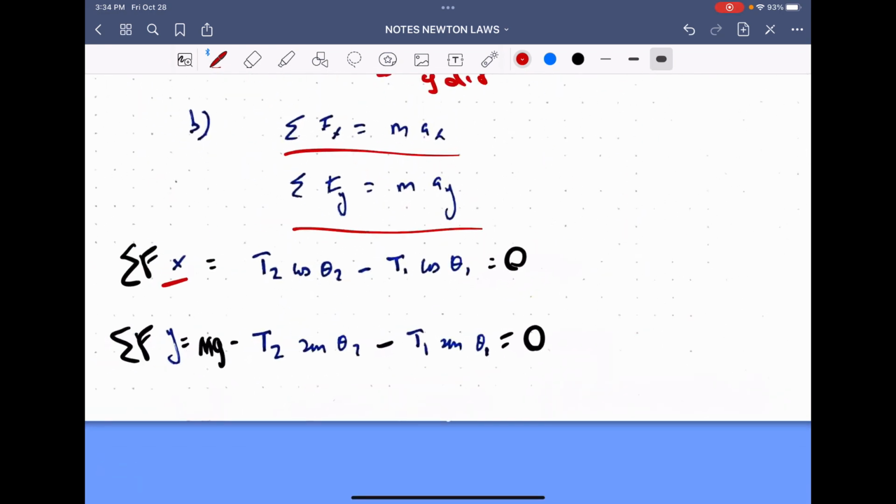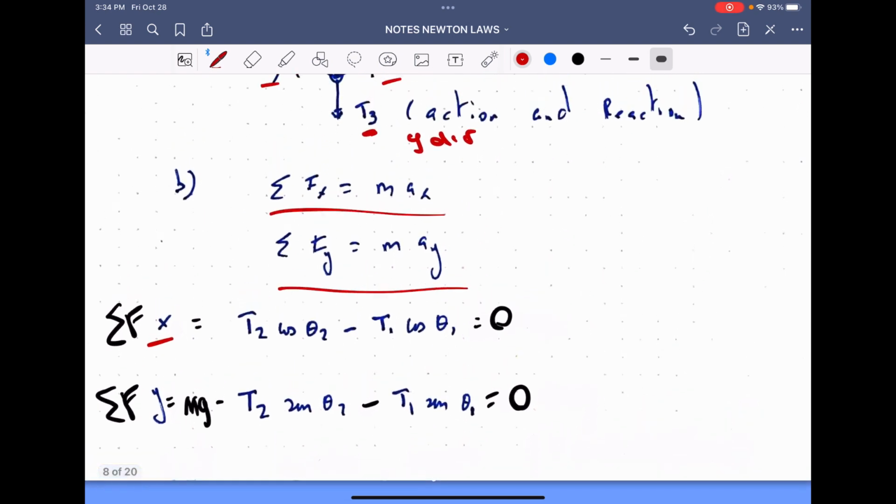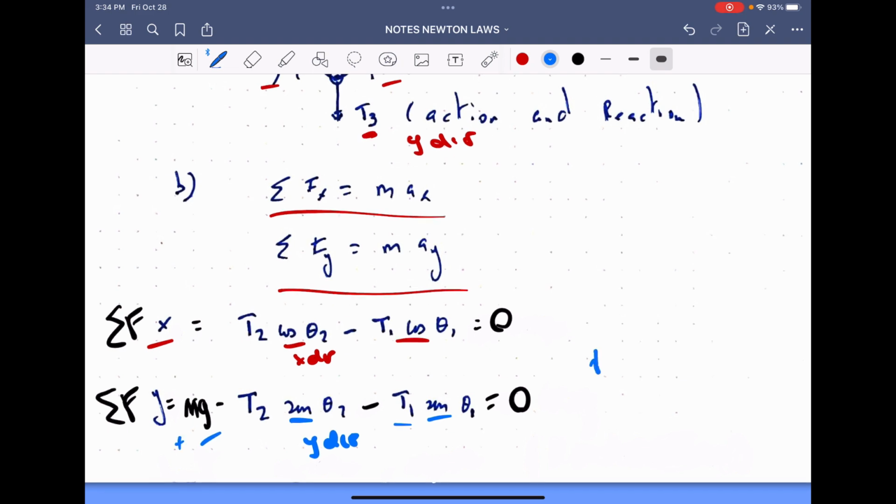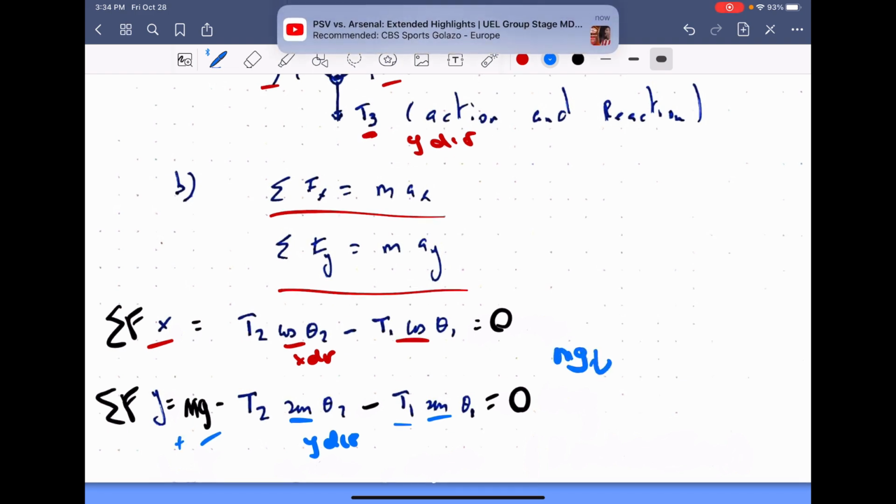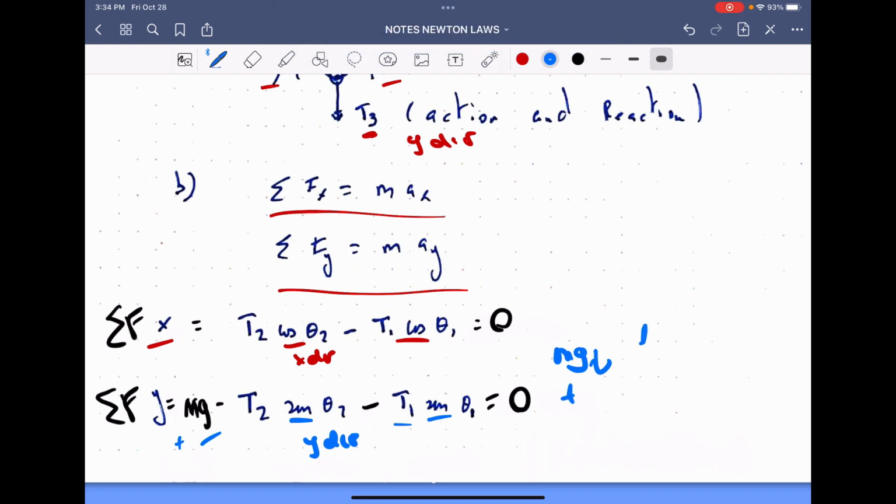Then in the y direction, we have mg minus T2 sine of theta 2 minus T1 sine of theta 1 equals 0. The cosine, by the way, comes from the x direction, and the sine comes from the y direction. And also mg is positive because we determined that the direction of mg should be positive, and the direction of T2, which is the direction upwards, should be negative. So both of them are negative.